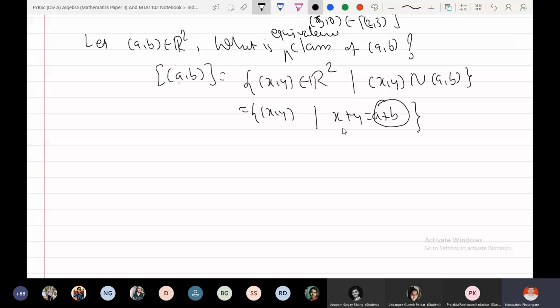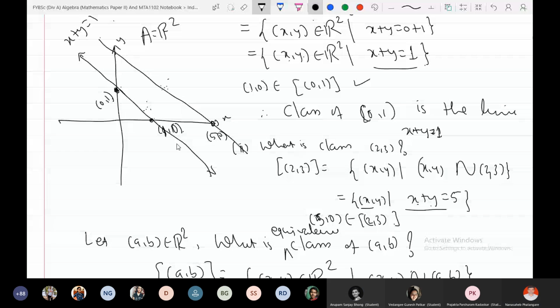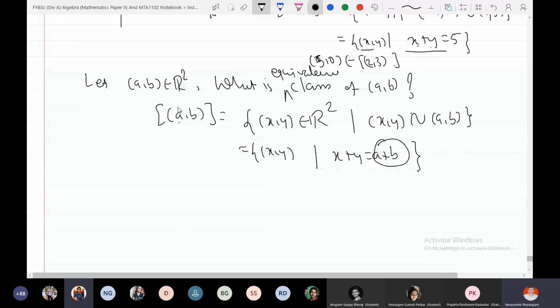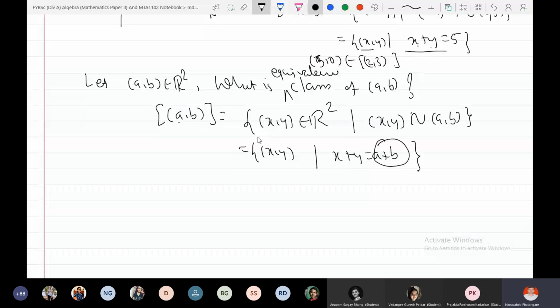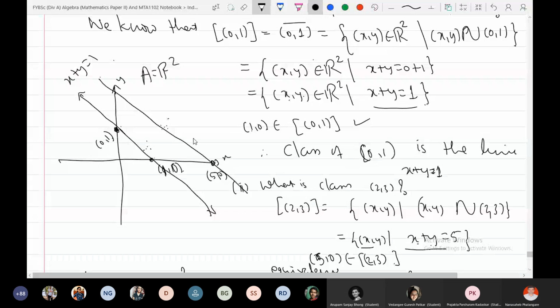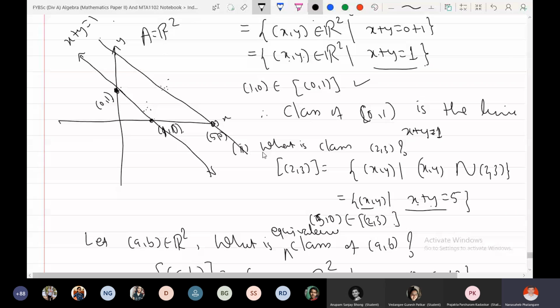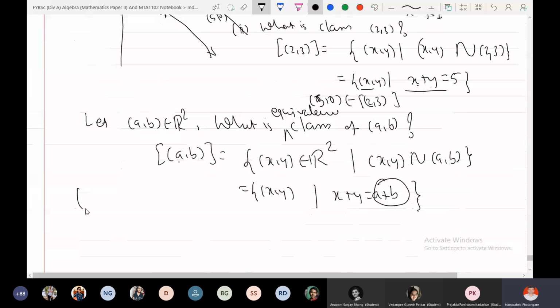Minus 1. Very good, minus 1. And what is the slope of x plus y is equal to 1? Minus 1. And therefore, whatever point you select, (a, b), it doesn't matter, its equivalence class is a line parallel to these lines. Do you understand this? No matter what point you select, for example (200, 500), it doesn't matter.